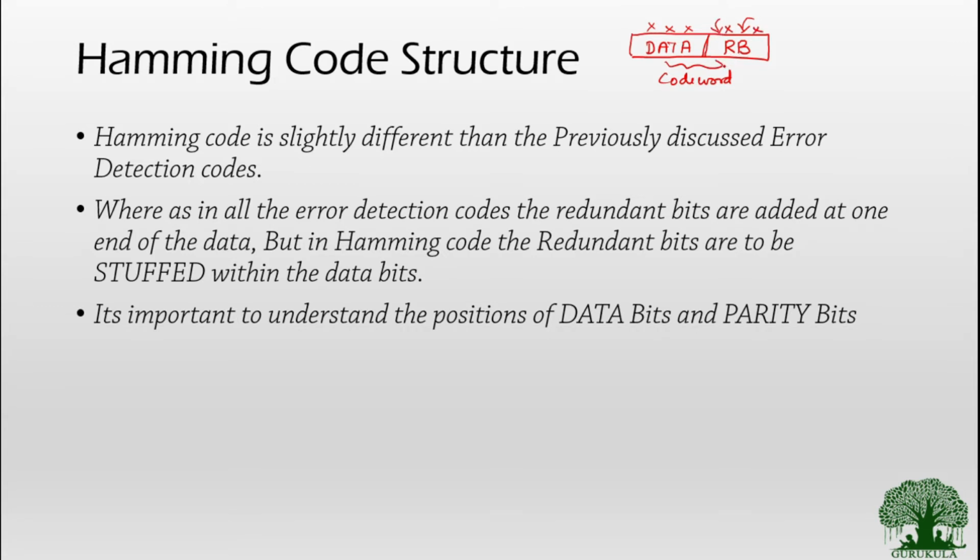So in that particular case, the system may not be able to detect if any error has occurred on the data stream or not. That is the reason there is a slight modification in the structure of putting the data bits and the redundancy bits in the Hamming code. So what makes the difference here?